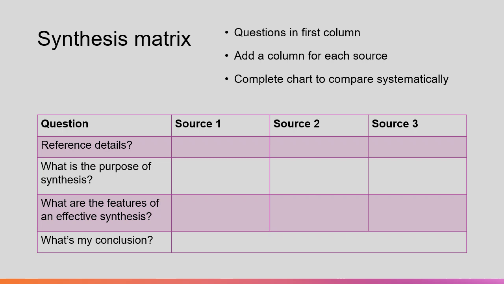Another method is what is commonly called a synthesis chart or matrix. In this method, you put your questions in the first column, and then you add a column for each reading you're going to compare. You then write notes about how each question is answered in each text so that you can then compare systematically across the chart to identify agreement, disagreement, contradictions and omissions, from which you can then develop your syntheses.